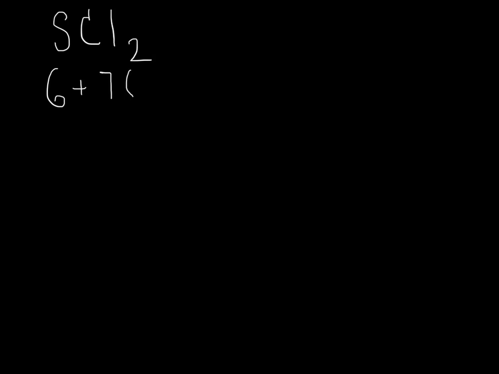So we're gonna multiply it by 2. So when you do that, 7 times 2 is 14, plus the 6 from sulfur. It'll give you a total of 20 valence electrons.